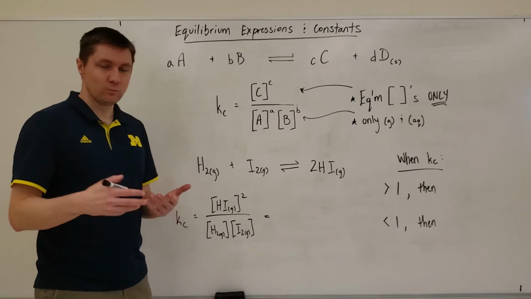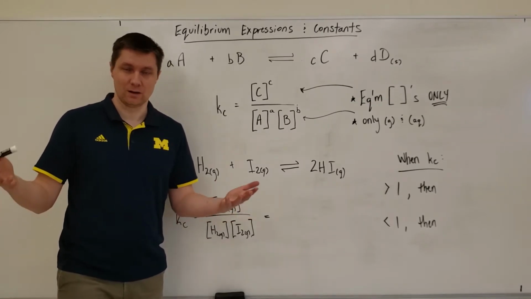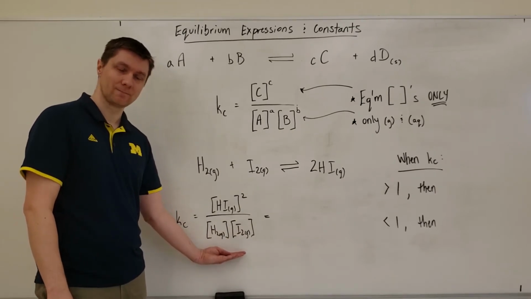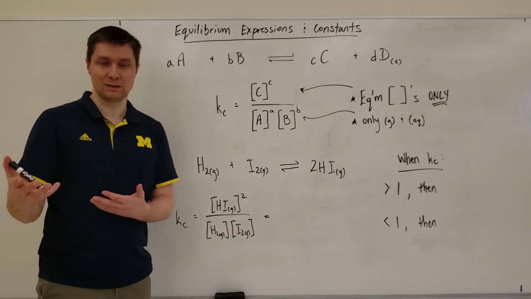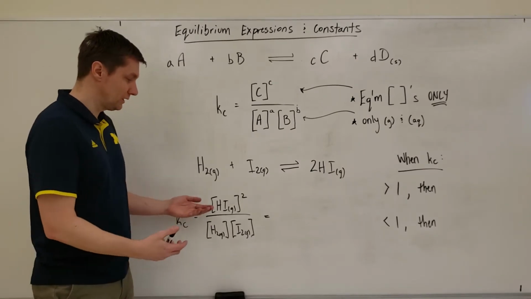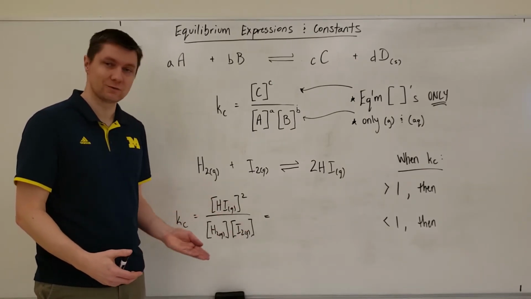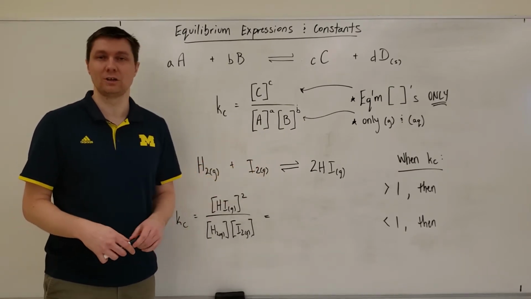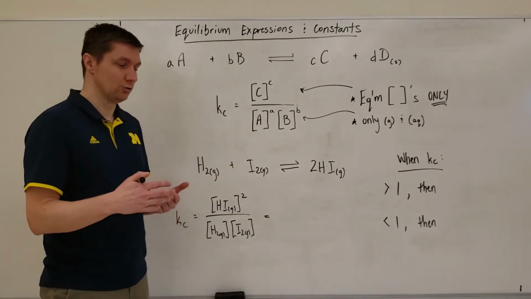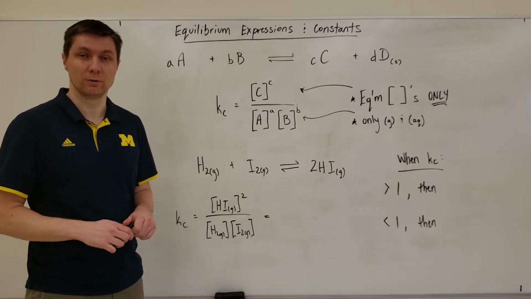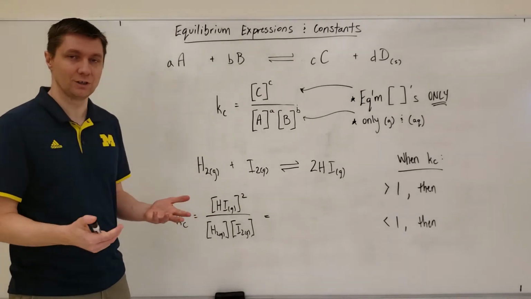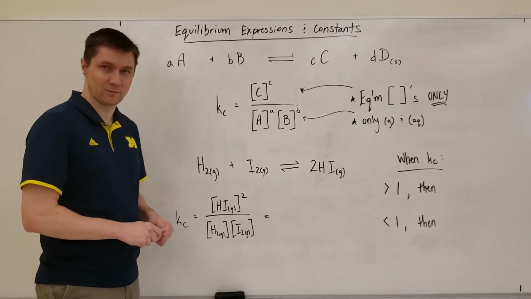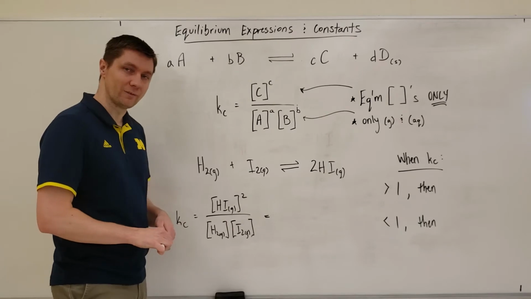Now, in a question, you might be asked, what is the Kc expression? If you're asked that, this is what you would write. If you're asked to calculate the Kc value, then you would need the equilibrium concentrations for all 3 of these substances. So if a question asks you to calculate Kc, it would need to give you those equilibrium concentrations. So let's say the question gives us the concentrations for these 3. The first one, let's say for hydrogen iodide, is 2.5 moles per liter.